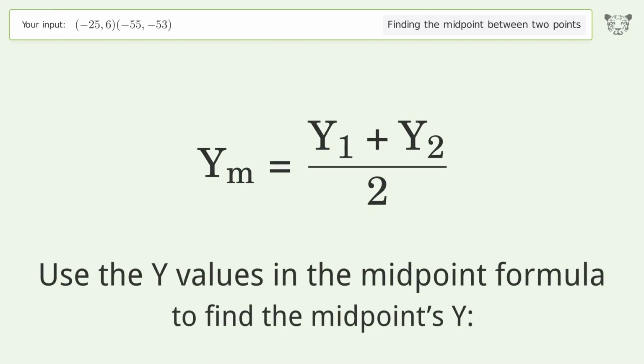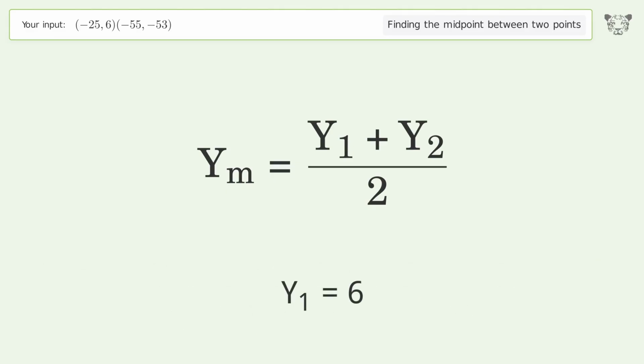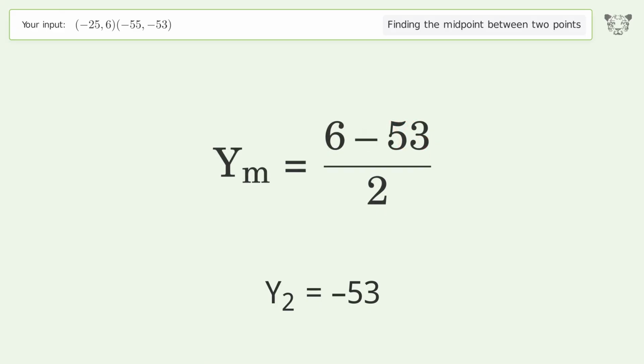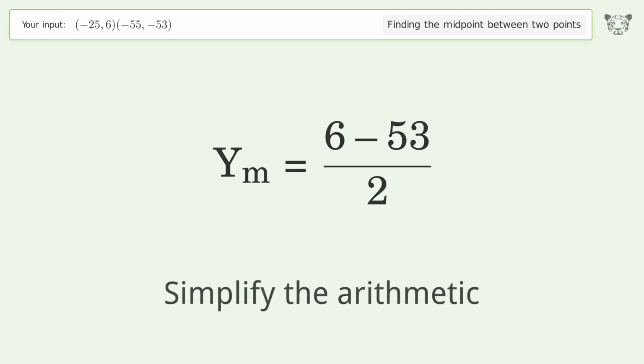Use the y values in the midpoint formula to find the midpoints y. y1 equals 6. y2 equals -53. Simplify the arithmetic.